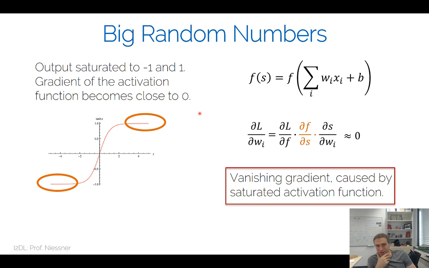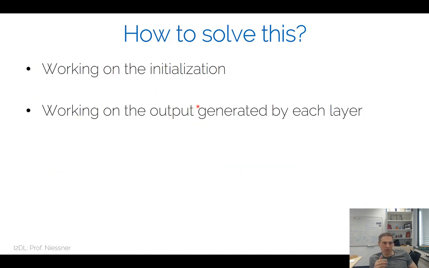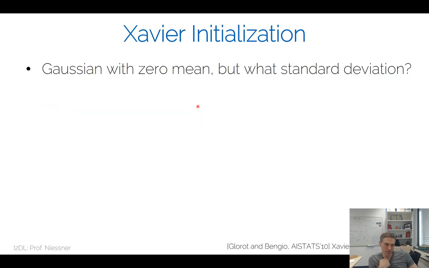Okay, but how do we solve it? Well, obviously now the challenge is we have to find a balance. It can't be too small, but it can't be too large either. That's the whole point. So let's work on the initialization, and let's work on the output generated by each layer. What we would like to do is enforce a certain output distribution. And this is what's called a Xavier initialization.